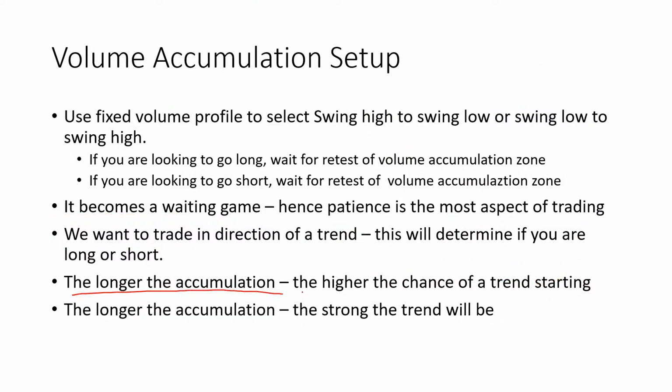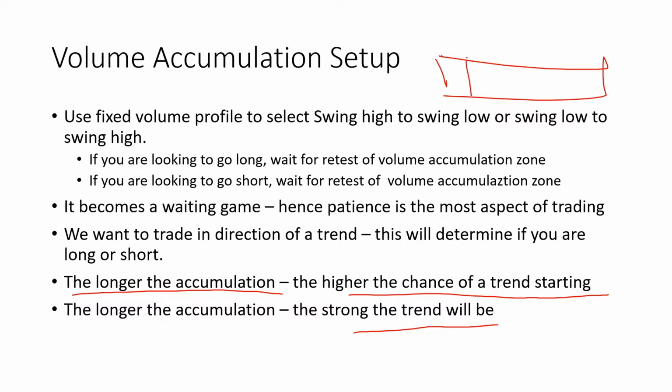And you guys know this, right? The longer the accumulation, the higher the chance of a trend starting, and the stronger the trend will be. You've seen this in the Wyckoff theory that I've talked about in previous classes. If you're accumulating for 12 months, and once you break that level, there's a high chance of a retest of that whole accumulation zone. So you measure the zone, the distance between the top and the bottom, set your first target, and you trade it.